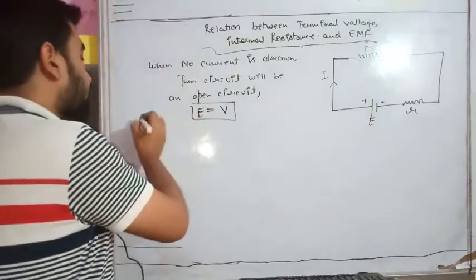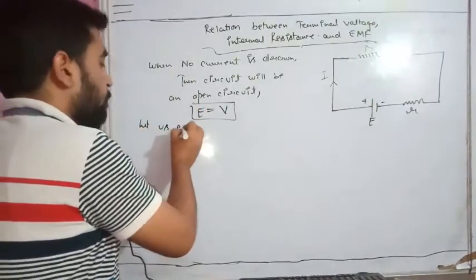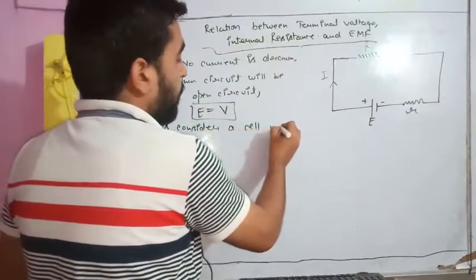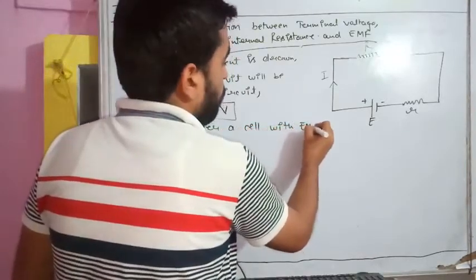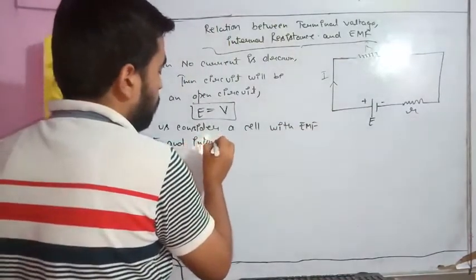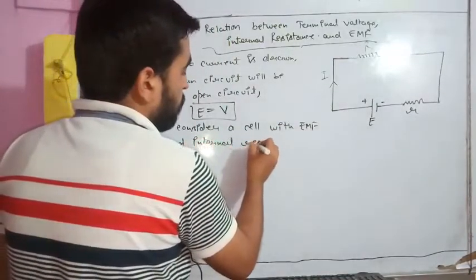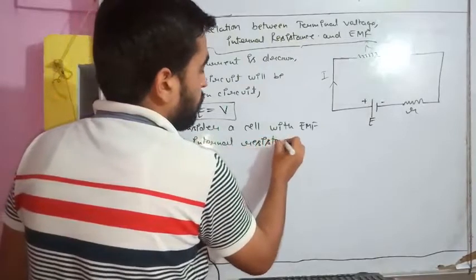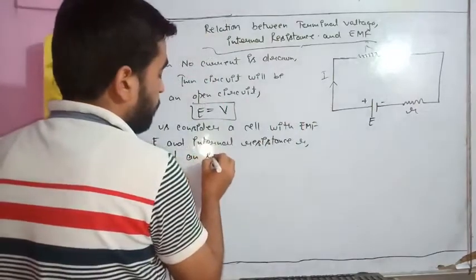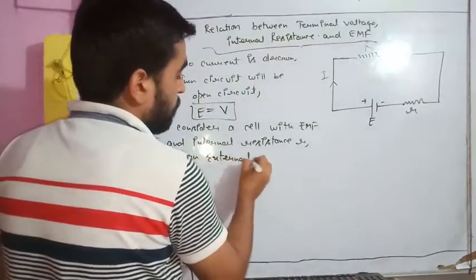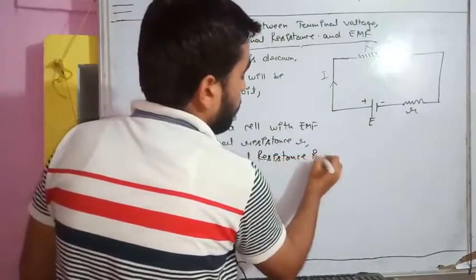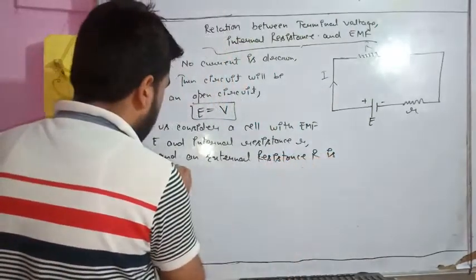Now let us consider a cell with EMF capital E and internal resistance small r, and an external resistance capital R is connected across it.